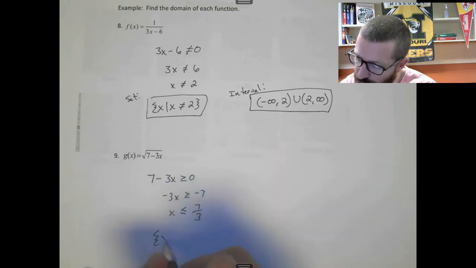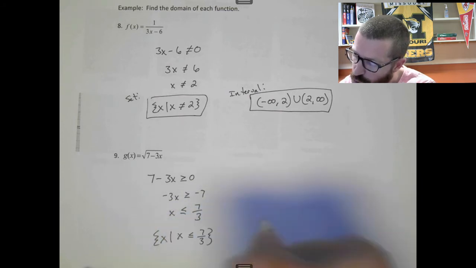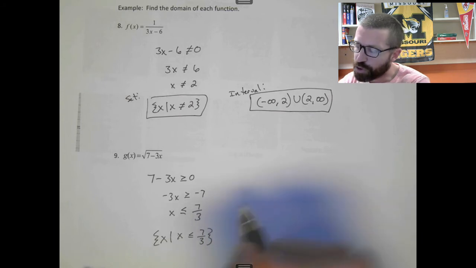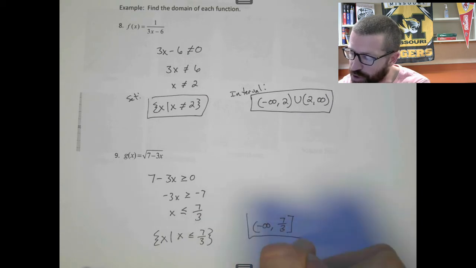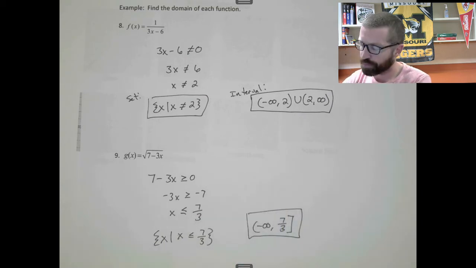And so we can write this as set notation with our brackets, or we could do interval notation, which is everything less than 7/3. So that's from negative infinity all the way up to 7/3. And it's a bracket because it can be less than or equal to 7/3.